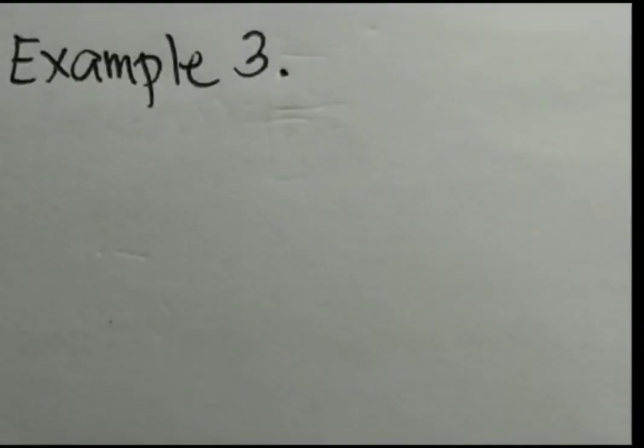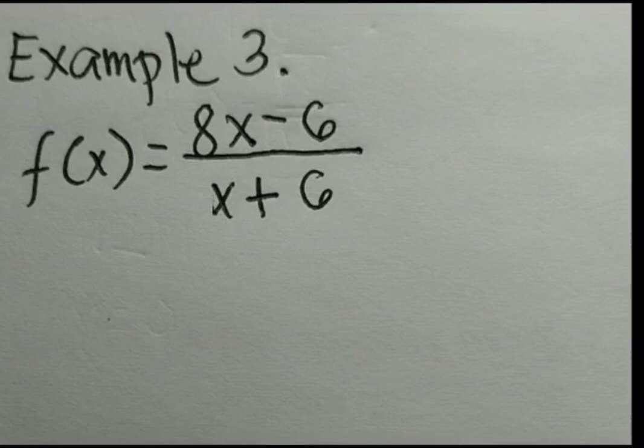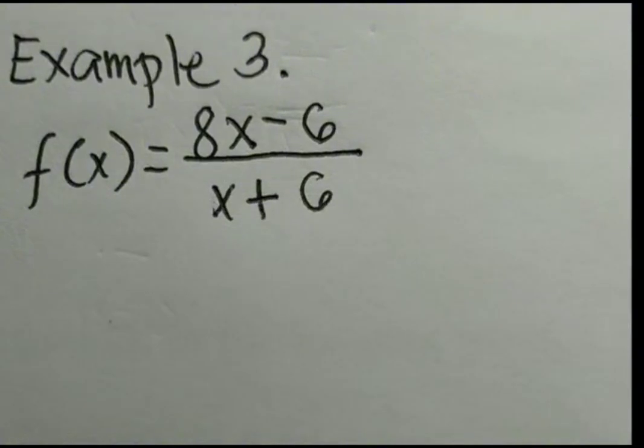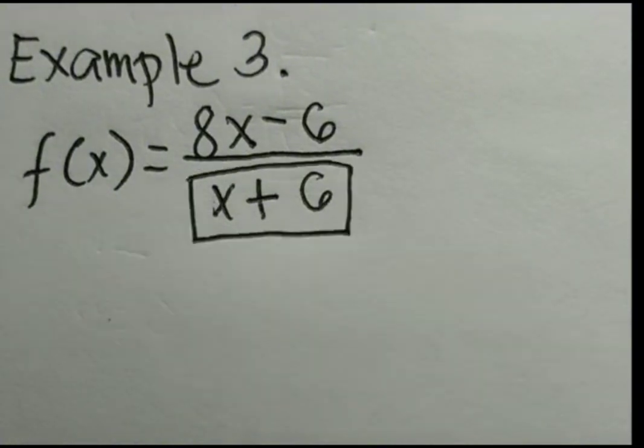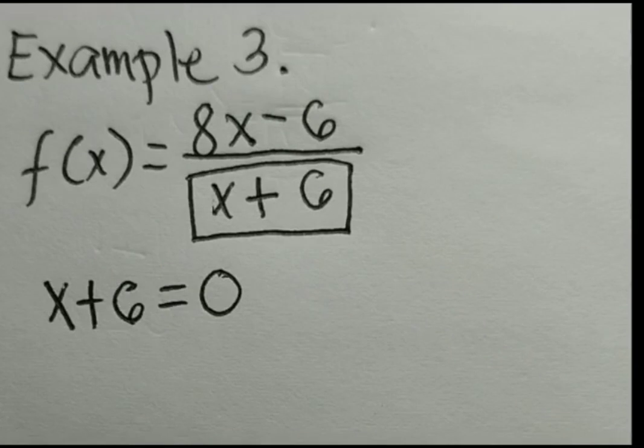So, let me give you another example. We have here f of x is equal to 8x minus 6 over x plus 6. Again, to find the vertical asymptote, you just need to focus on the denominator. Then equate the denominator to 0. Then move the positive 6 to the right side.